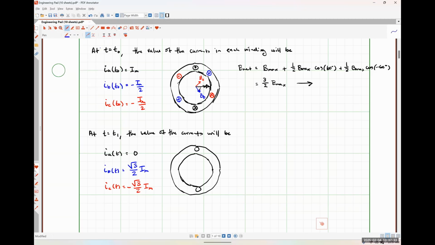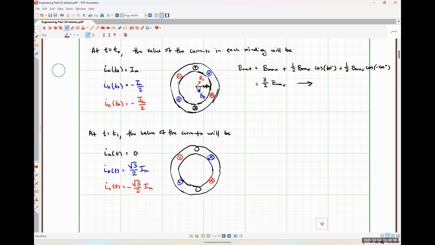For our B phase, this guy is positive, so it's going to get a dot. This guy over here is the opposite. And then for my C phase, because it's negative, this guy's going to get an X. And this guy's going to get a dot. We know that the A phase is going to generate no field whatsoever. So now let's look at what's going on with our B phase and our C phase.